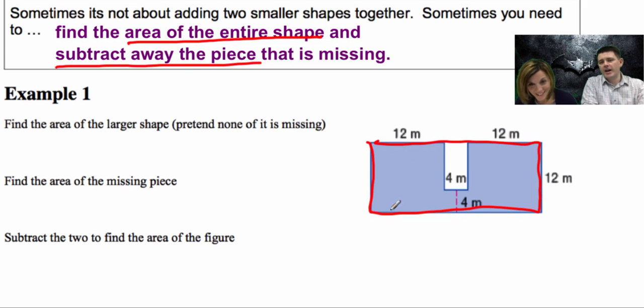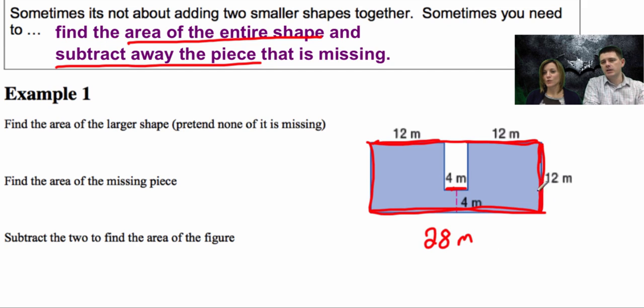All right, so we need to find our base for our rectangle. It's 12 from here to here. This short piece is 4, and then it's another 12. 12 plus 4 plus 12 gives me 28 meters for the whole length. My height is just my 12, so I want to do 28 times 12.